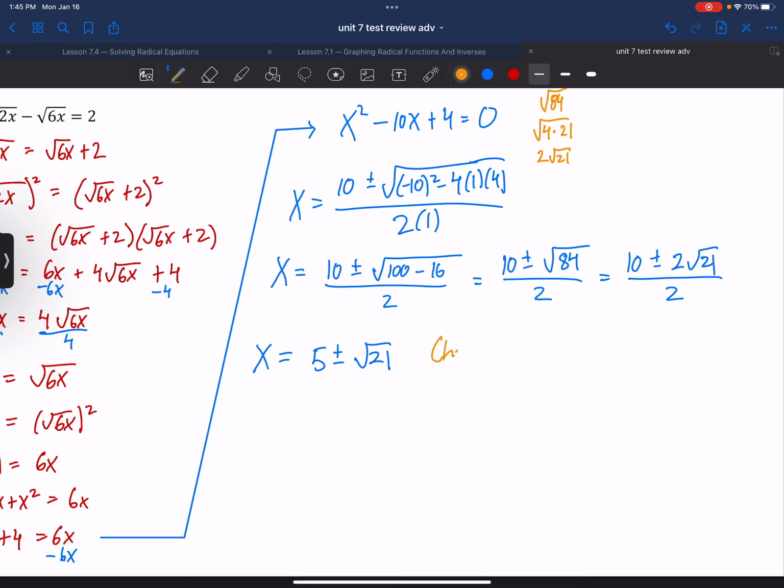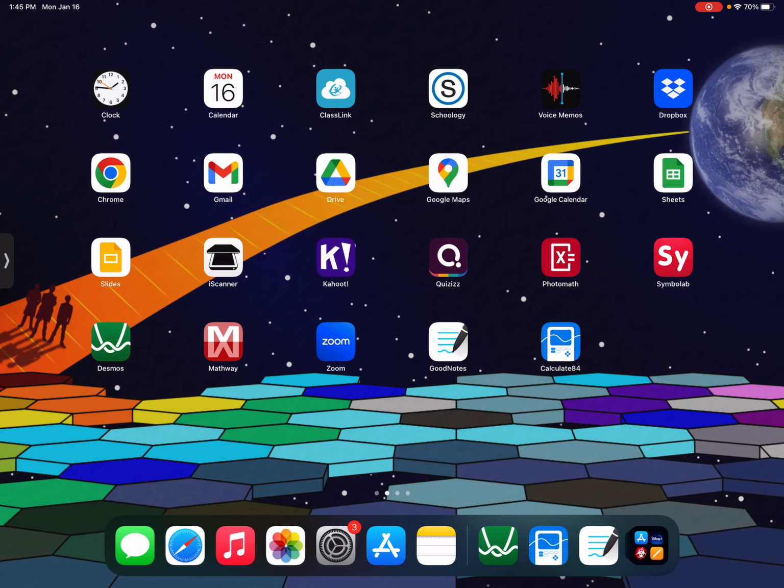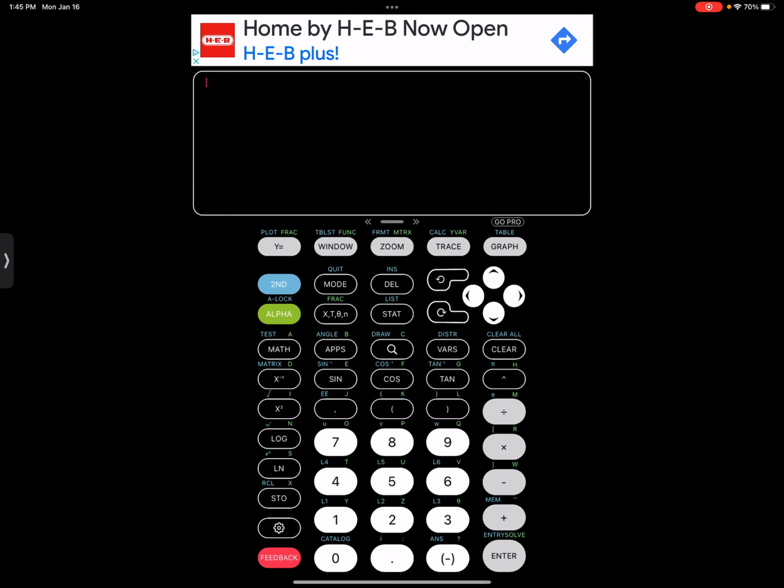Now check using calculator, because you have two answers here. 5 plus root 21, 5 minus root 21. Okay? So, we're going to clear this. So, 5 plus square root of 21. We're going to store that for x.